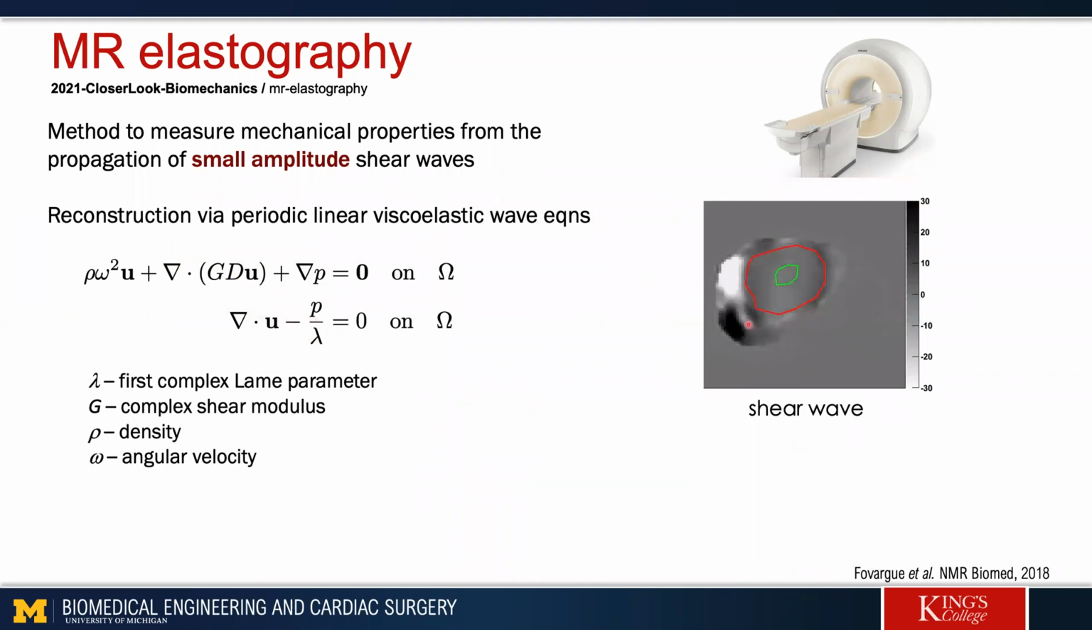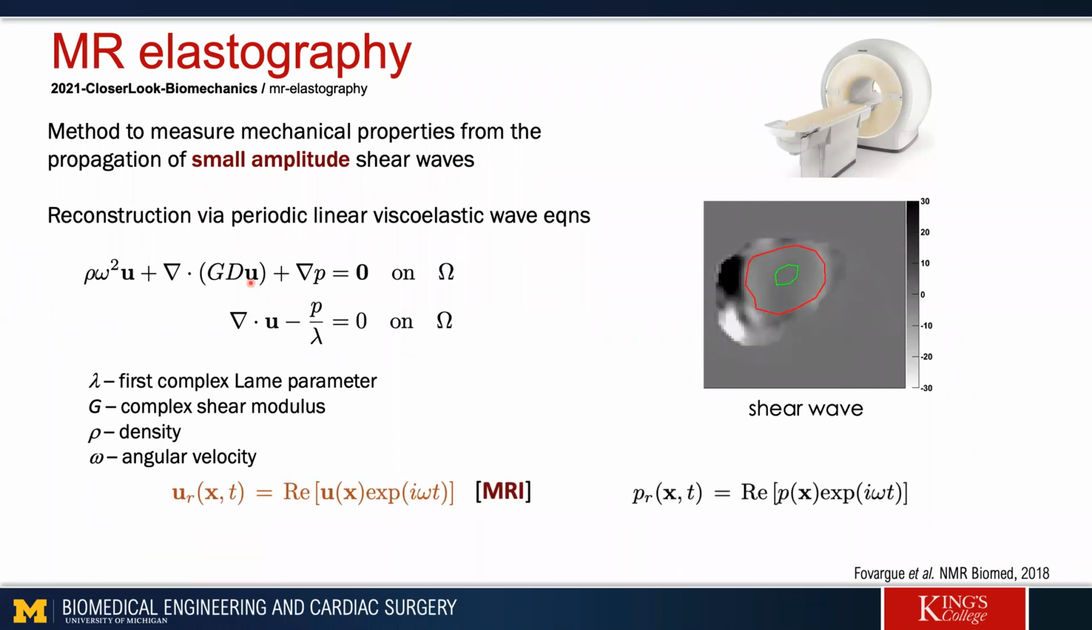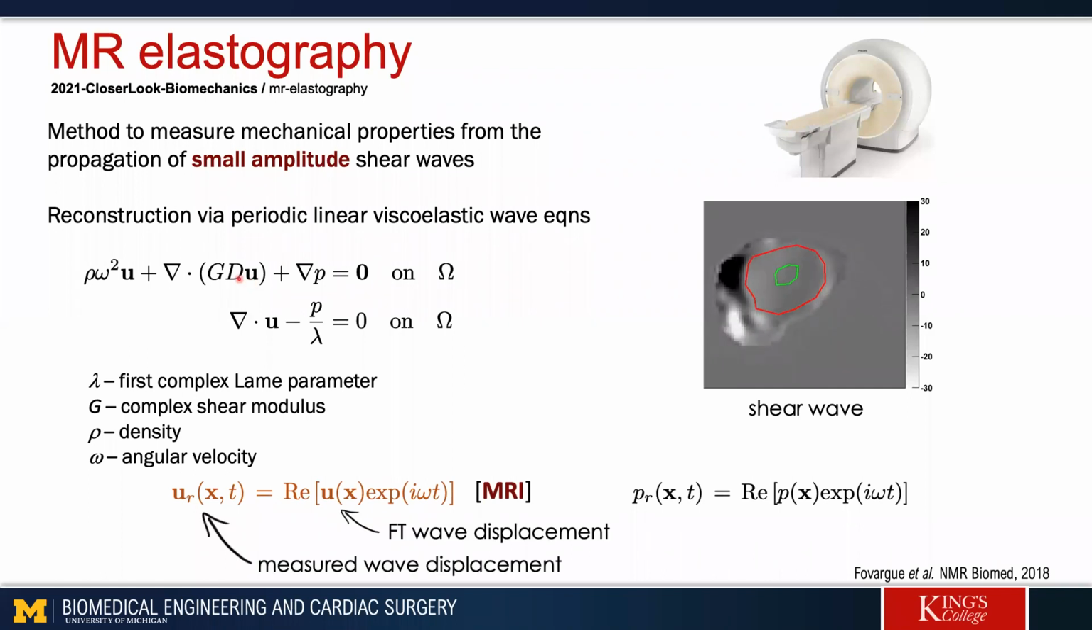So basically what you're doing to get these maps of tissue stiffness is you record these wave motions, and then you use periodic linear viscoelastic wave equations. So basically this is a linear elastic material model. And what you assume is that you're in some periodic steady state. And because from the MRI, you're recording the displacement over time, you can get this displacement here, U. So this becomes a known in space.